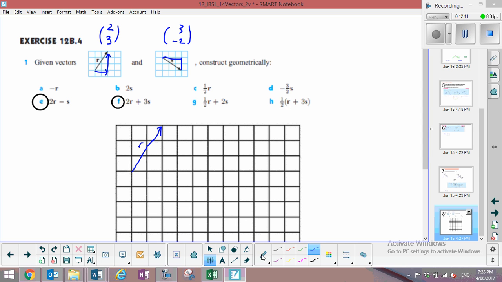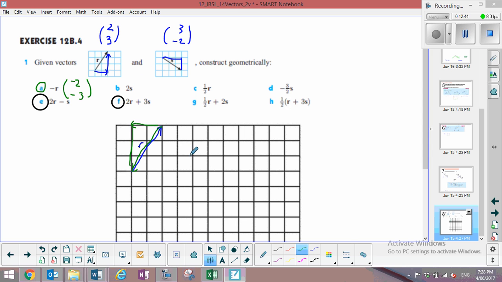If I want to do minus R, so I'm just doing this one here to start with, minus R, almost a straight line, is now going the opposite way. It's now going negative 2 in the X direction. It's made up of that component and then down negative 3 in the Y direction. See, it's the opposite of both.